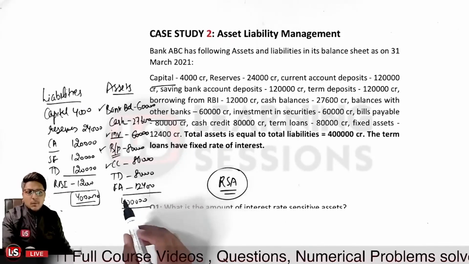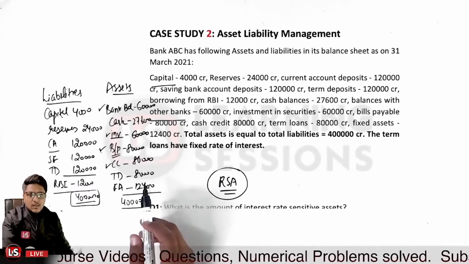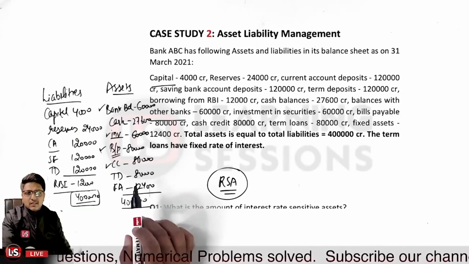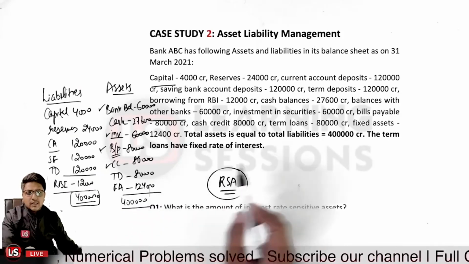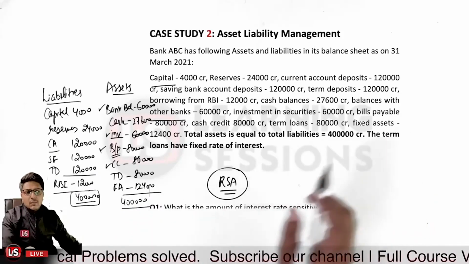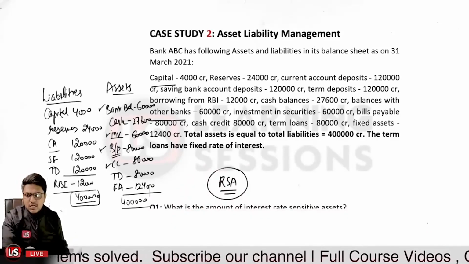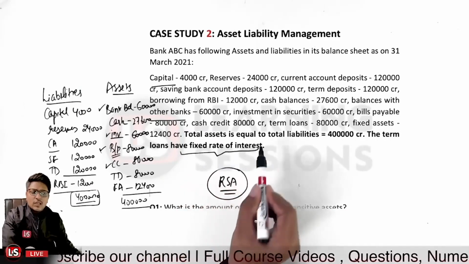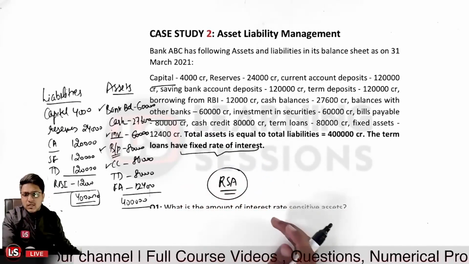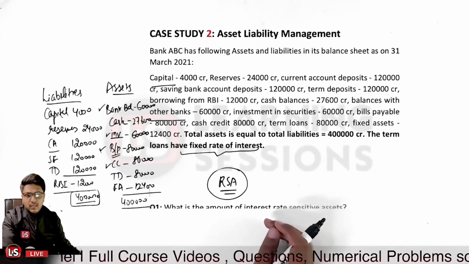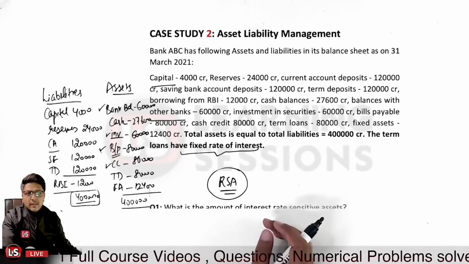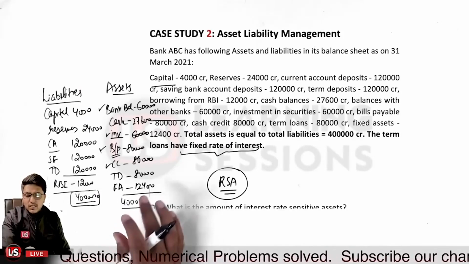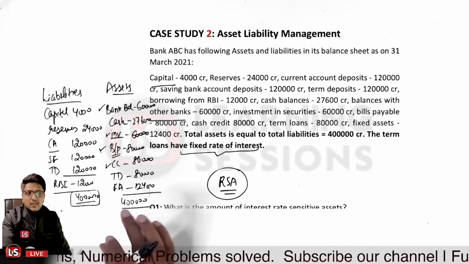Okay, so the term deposit that is given to be 80,000 part. It is clearly mentioned in the question itself that the term loans have a fixed rate of interest. So if your term loans have a fixed rate of interest, will there be any impact related to the interest rate change in the market? There will be no impact, so it will not be covered. And if we look at the fixed assets, the interest rate does not impact the fixed assets.